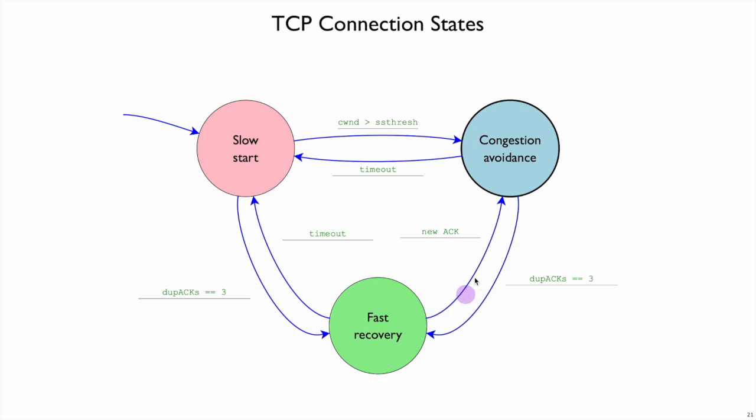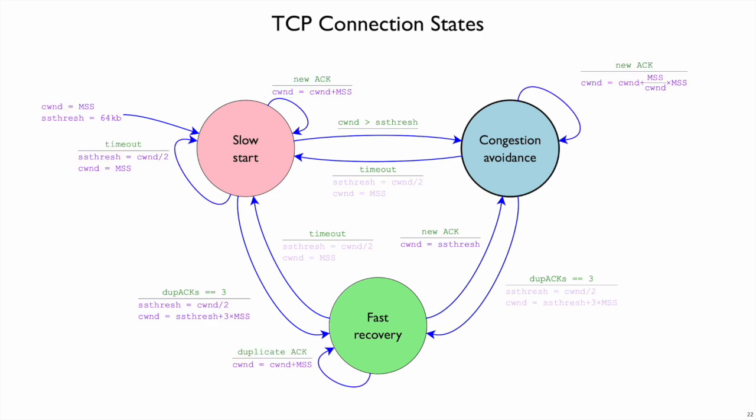When fast recovery does get a good ACK back, then it can go back to congestion avoidance mode after making some adjustments. Finally, it's possible for slow start to get those duplicate acknowledgments, and it'll also go to fast recovery at that point. And while we're trying to recover more quickly, we may just get a timeout, in which case we go back to slow start mode.